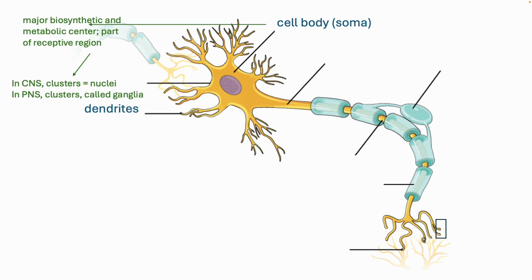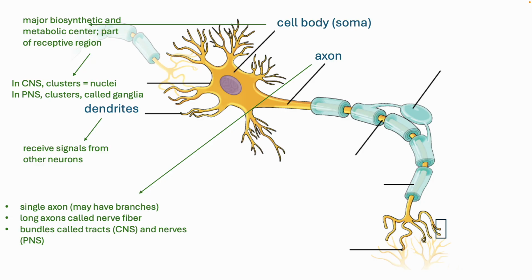Dendrites are processes coming off from the cell body. They are what are receiving signals that are coming in from other neurons. The axon is a process which will come off from the cell body. There's always a single axon, although it may branch. Long axons are going to be called nerve fibers, and bundles of these nerve fibers are called tracts in the central nervous system and nerves in the peripheral nervous system.